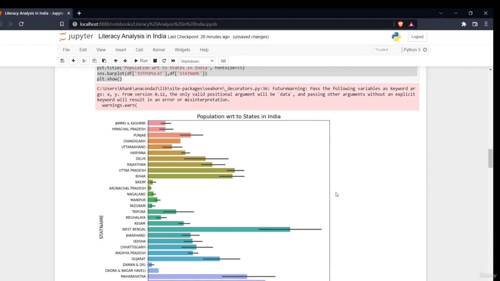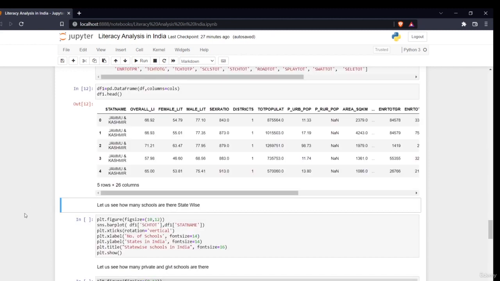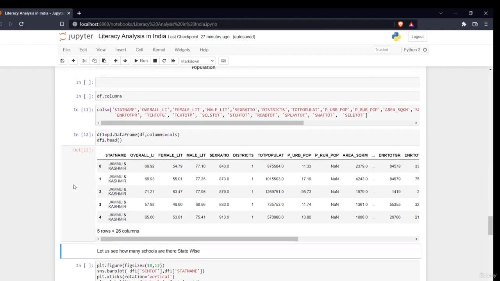Hello all and welcome to the next section. Now in this section we'll be seeing the school analysis. In the previous sections we have seen the population of the states, the most popular state, the biggest state in terms of area and all of those things, and we have created a new data frame with the variables which we think are the most important.